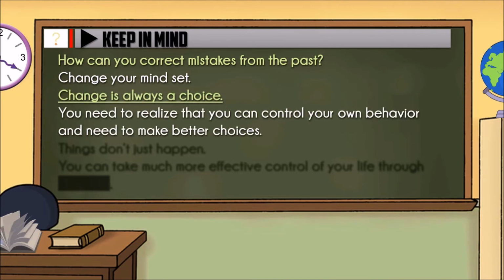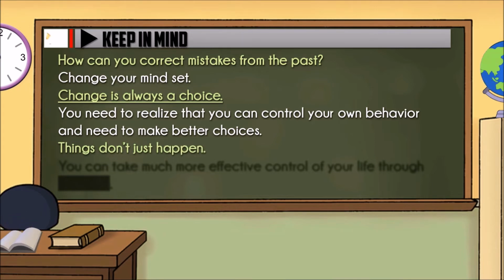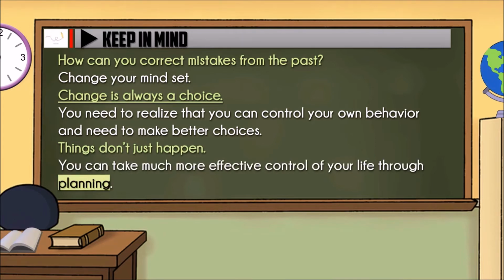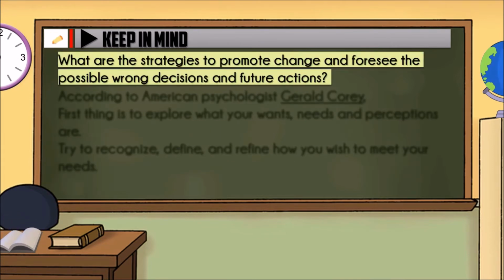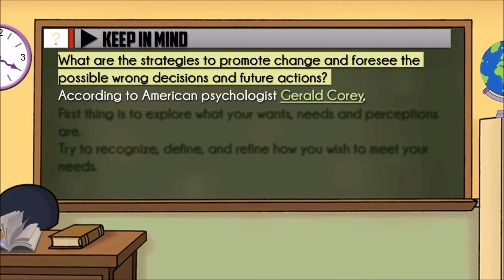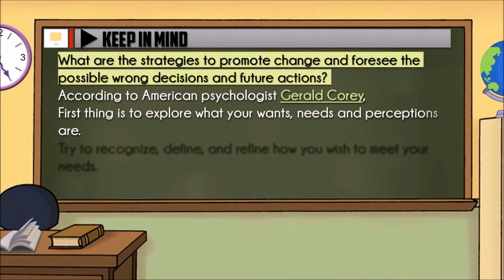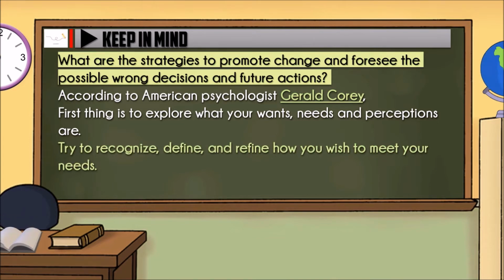You need to realize that you can control your own behavior and need to make better choices. Things don't just happen. You can take much more effective control of your life through planning. What are the strategies to promote change and foresee the possible wrong decisions and future actions? According to American psychologist Gerald Corey, first thing is to explore what your wants, needs, and perceptions are. Try to recognize, define, and refine how you wish to meet your needs.